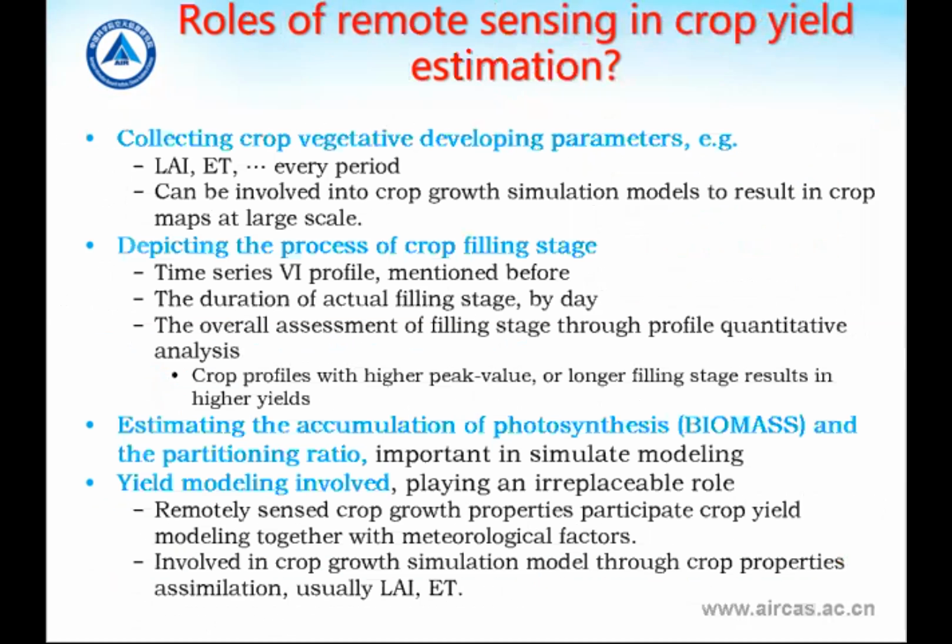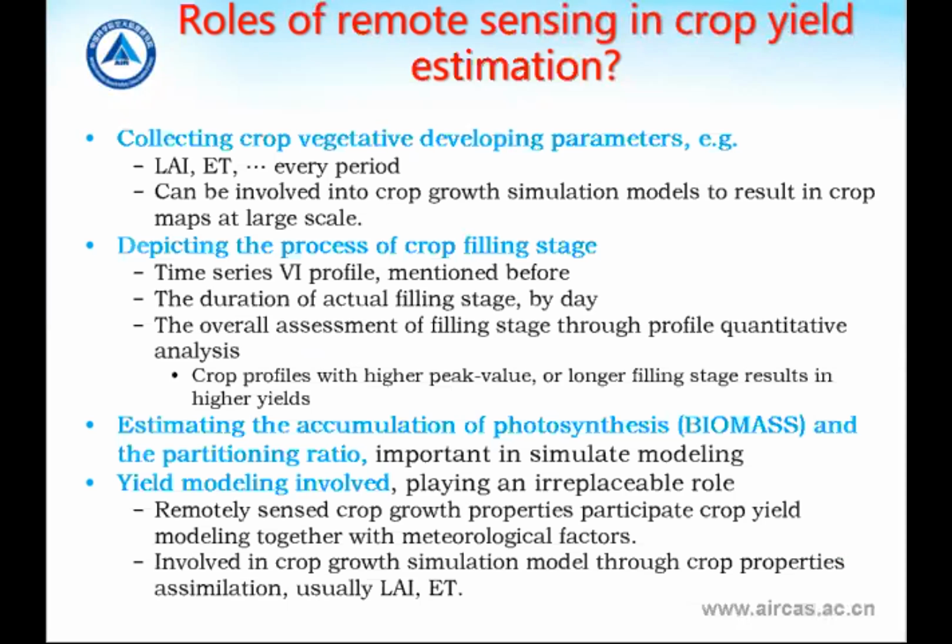Okay, the remote sensing image reflects the status of the crop growth. So the remote sensing indicators such as LAI, VI, or evapotranspiration were usually involved in the crop yield estimation models.